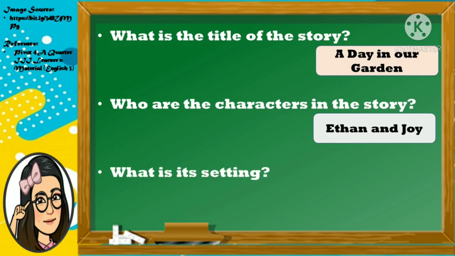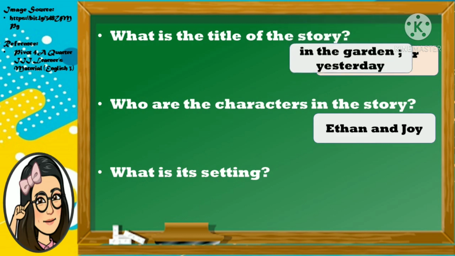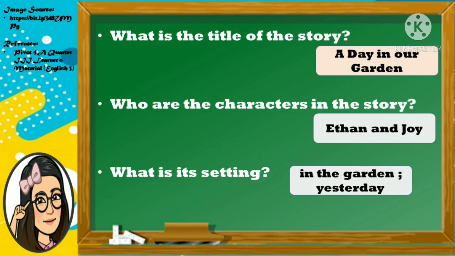And the third one, what is its setting? Very good! The setting is in the garden and yesterday. The text that we have read is an example of a simple story. It presents the characters Ethan and Joy. It also shows the setting as to when and where the story happened. As a story, it is composed of several parts known as the beginning, the middle, and the ending.